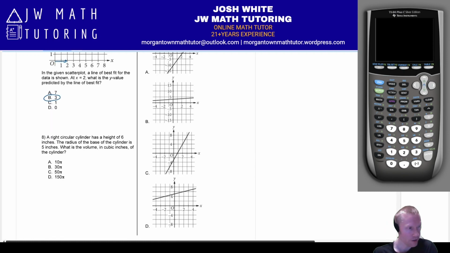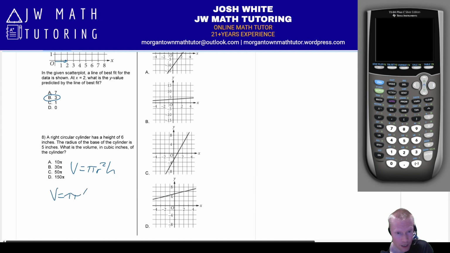Now moving down here to number 8, it asks about the volume of a cylinder. So all you're going to do is just take the volume formula for a cylinder, pi r squared h, plug in the radius, plug in the height, and that's it.